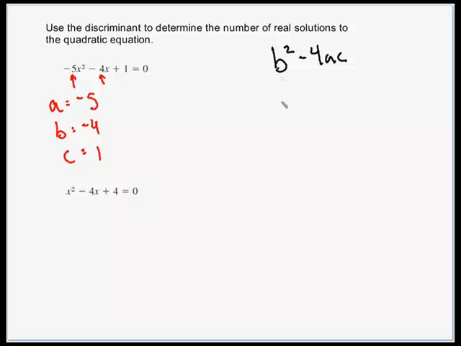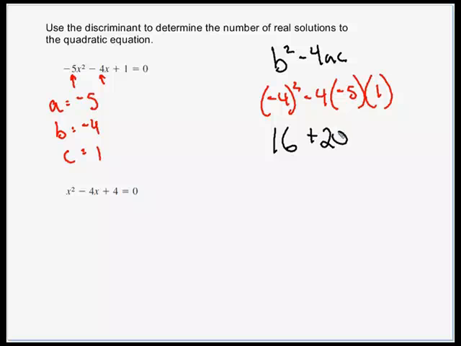So here I'm going to plug in my b, that is negative 4, and that's quantity squared, minus 4 times a, which is negative 5, times c, which is 1. So negative 4 squared is positive 16. And then we have negative 4 times negative 5 is positive 20, and times 1 is still that same 20. And when we add these up, the number doesn't matter. This 36 doesn't mean anything by itself, but it is positive.